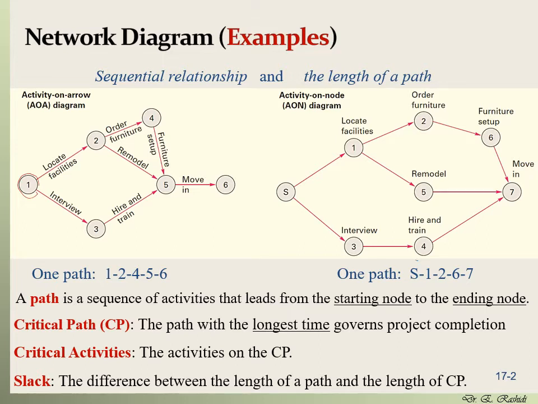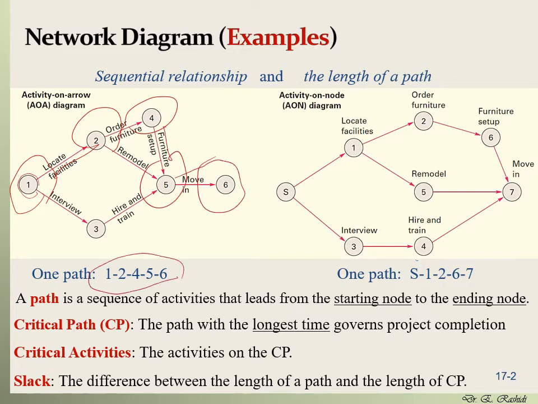So now let's actually find a path. What is a path? A path is a series of connected nodes with arrows that goes from the beginning to the end. So for example, one path for the network on the left is 1, then going to 2, then going to 4, then going to 5, then going to 6. So 1, 2, 4, 5, 6 is a path from the beginning, node 1, to the end, node 6.